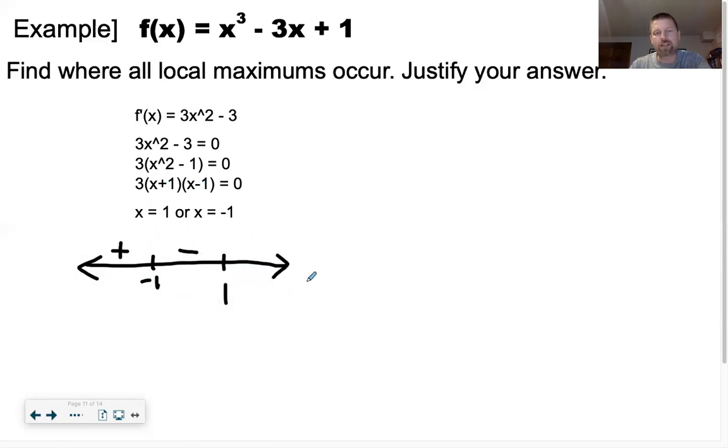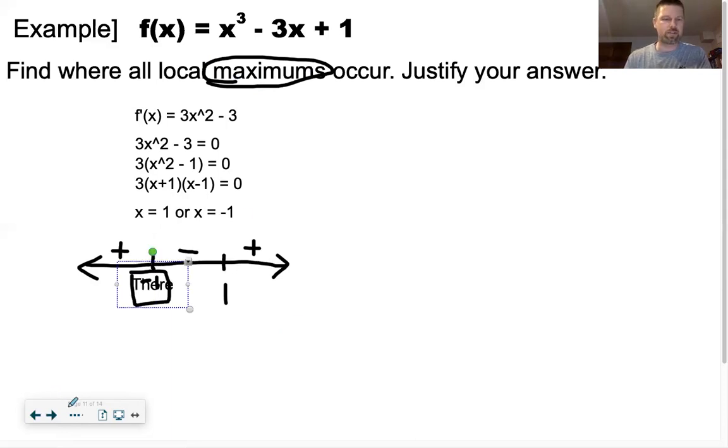Plug something more positive than 1 in here, like 10. Put a 10 in there, that's positive. Positive times positive is a positive. And then I want to find all local maximums. I know those happen when my derivative changes from positive to negative. So I say, oh, there it is right there. And then I just answer the question, making sure I am justifying the answer. So there, let's move that there.